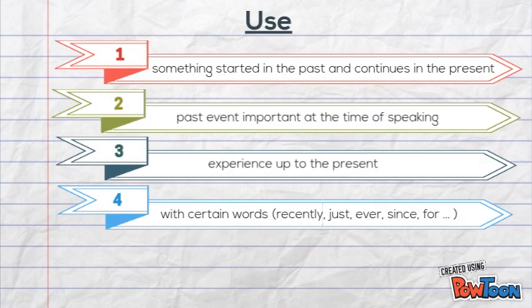Now that you know how to form the present perfect, let's have a look at when to use it. Number 1, when we want to talk about something that started in the past and continues in the present. Number 2, when a past event is important at the time of speaking. Number 3, when we want to talk about our experience up to the present. And number 4, in combination with certain words like recently, just, ever, since, and for.